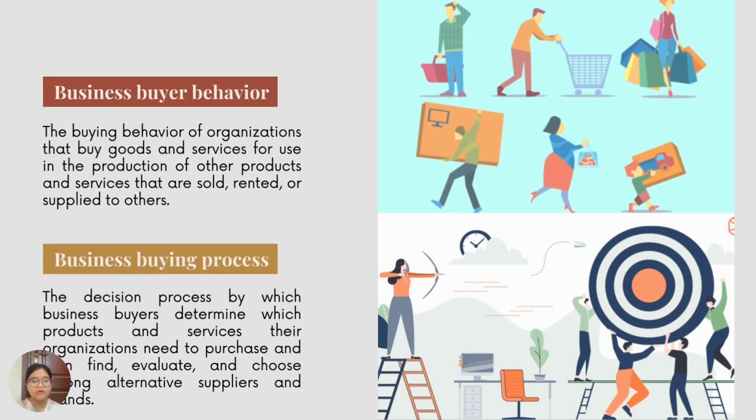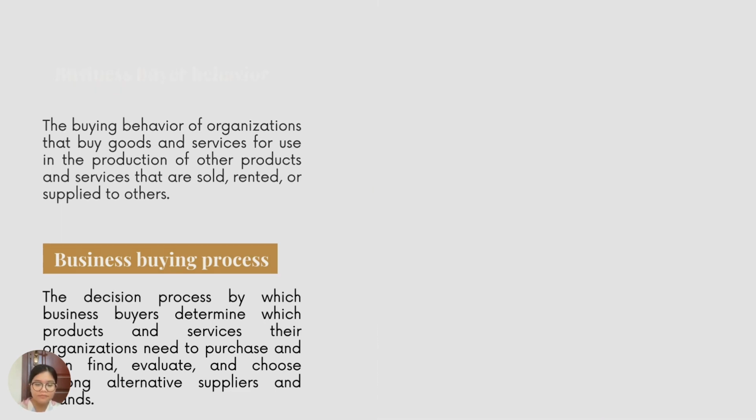First of all, we will find out the definitions of business buyer behavior and the business buying process. Business buyer behavior means the buying behavior of organizations that buy goods and services for use in the production of other products and services that are sold, rented, or supplied to others. The business buying process means the decision process by which business buyers determine which products and services their organization needs to purchase, and then find, evaluate, and choose among alternative suppliers and brands.